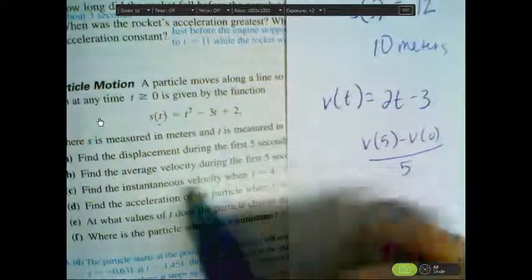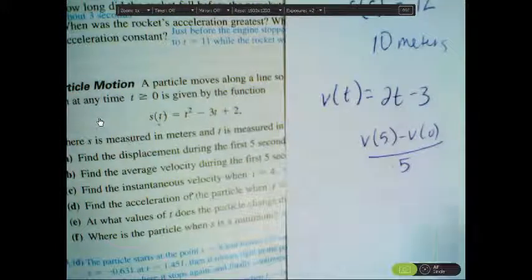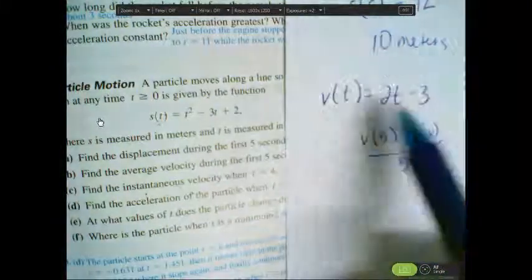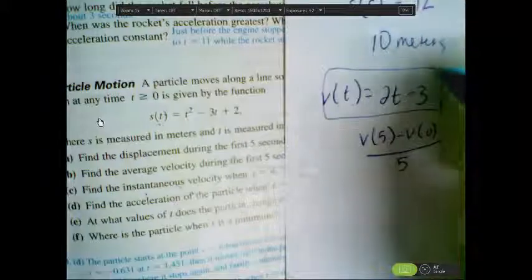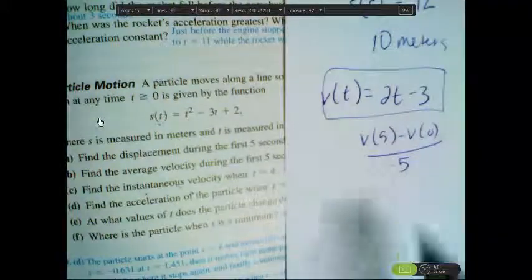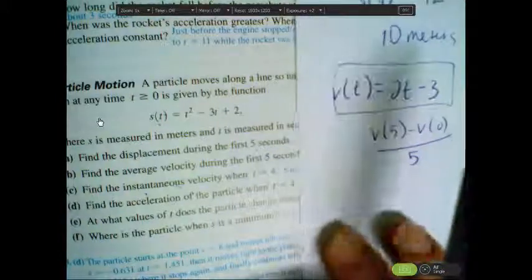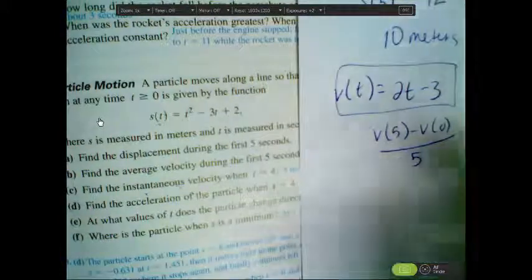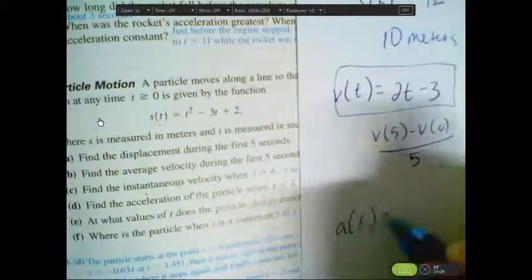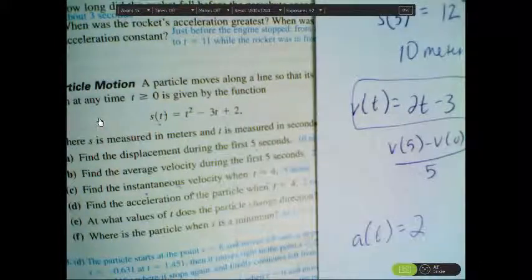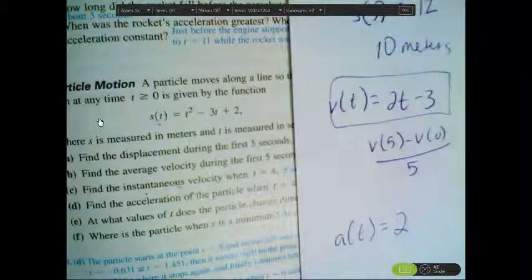Find the instantaneous velocity when t equals 4. Instantaneous velocity is the derivative of the position, which is this, at the time t equals 4. So you just plug in 4 and you get 5 meters per second. Find the acceleration of the particle when t equals 4. Well, acceleration is the derivative of velocity, so the answer is just 2. All the time. It's constantly accelerating at 2.